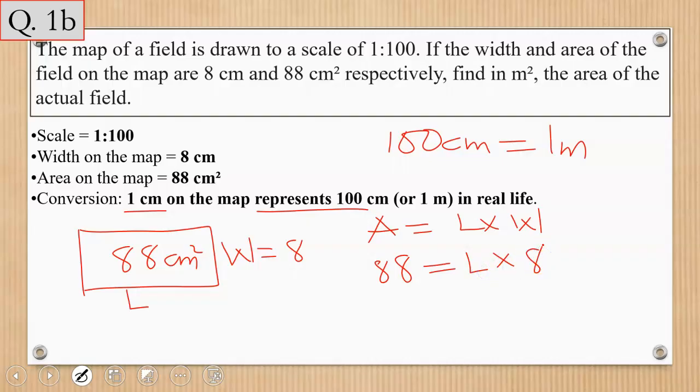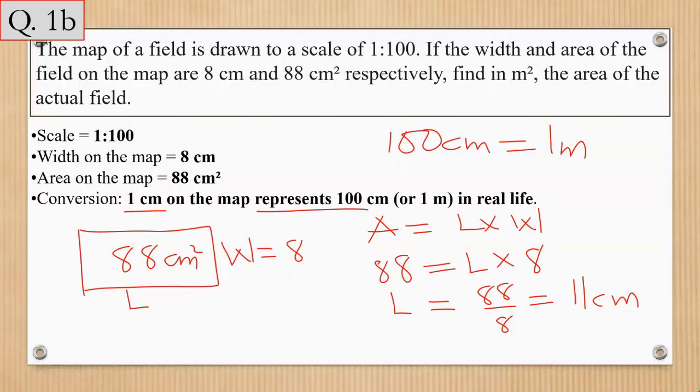Now, I'm solving it as it is from the question, which is giving us 8 centimeters and 88 centimeters squared being the area. Now, to make length the subject, we just divide both sides by 8, and that will give us 11. So we can see our length is 11 centimeters.